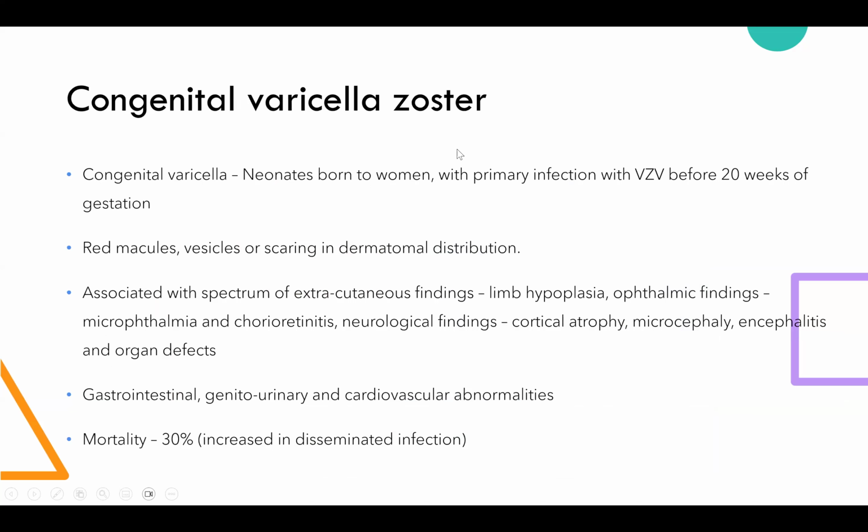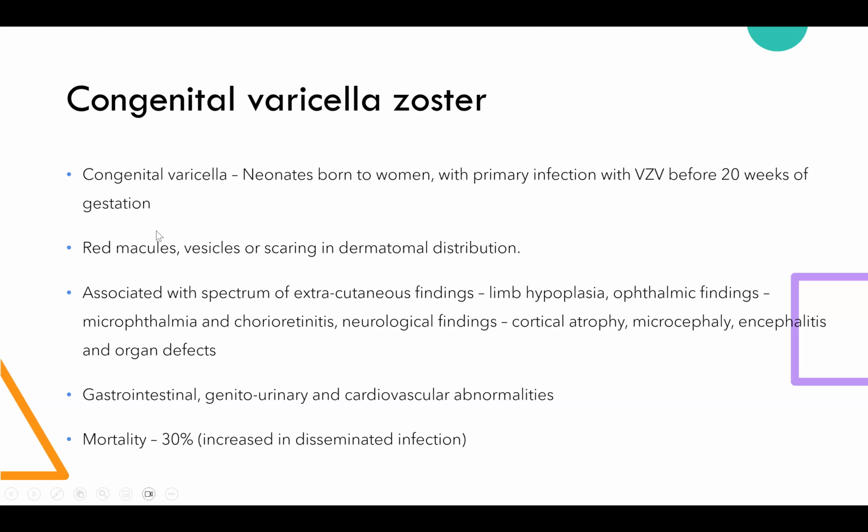So hereafter, the viral and fungal infections will be divided into congenital infections, which are acquired in utero, and neonatal infections, which are acquired postnatally. So, congenital varicella. Congenital varicella occurs in newborns born to women with primary infection of varicella zoster, which is actually chickenpox, before 20 weeks of gestation. So the infection has already occurred in utero and healed in utero. So when the baby is born, the baby can present with reactivation of a previously healed disease.